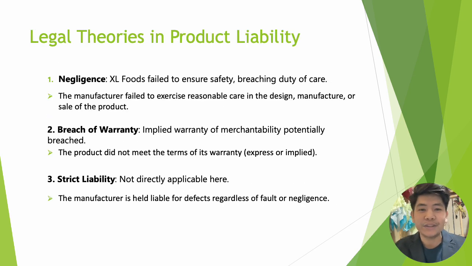Looking at the legal theories applied in product liability cases, we have three types. So first was negligence, and this was applicable to the Excel Foods case. So they failed to ensure the safety of meat products by breaching their duty of care to consumers, or as defined, failed to exercise reasonable care in the design, manufacture, or sale of the product.